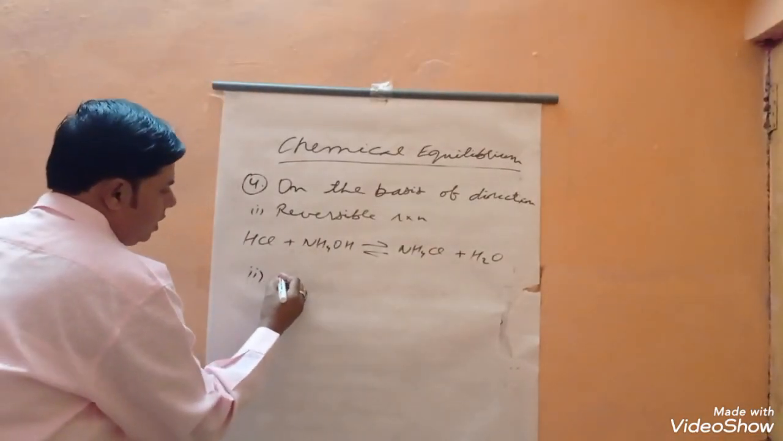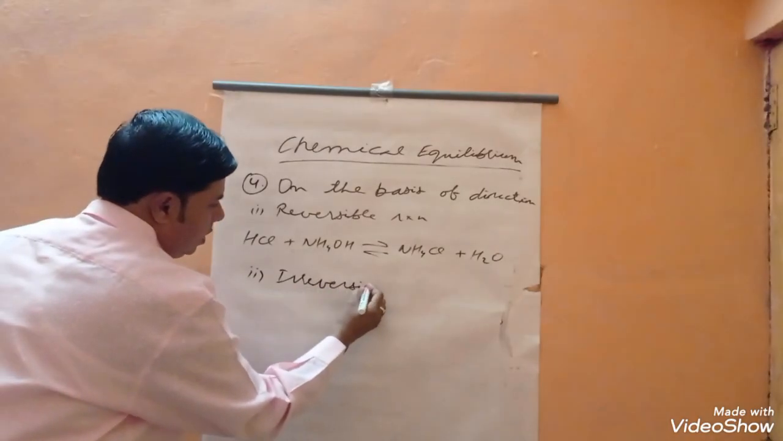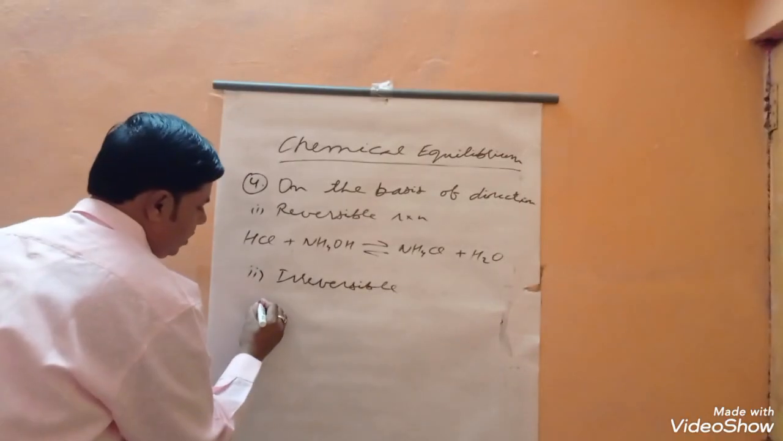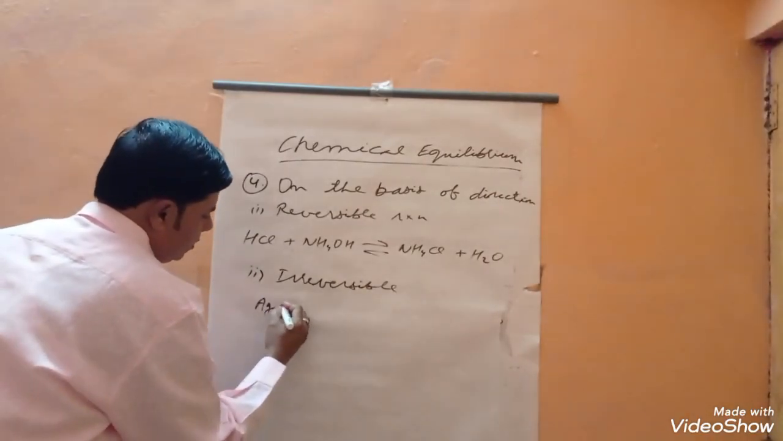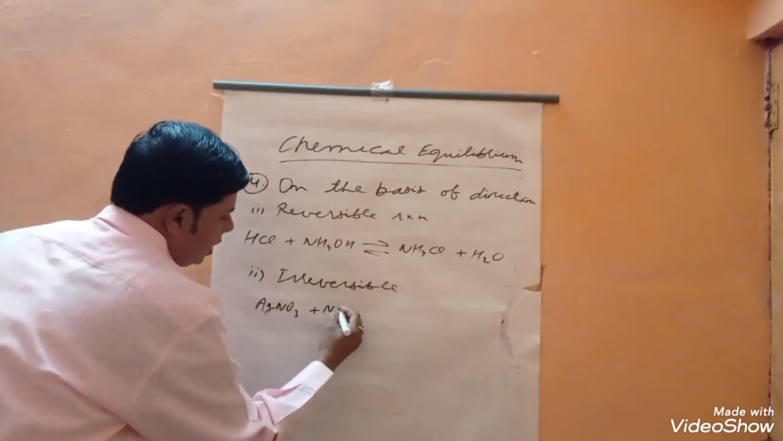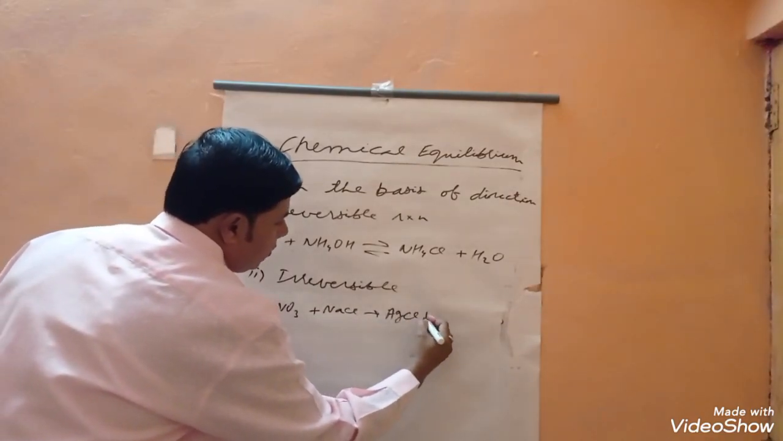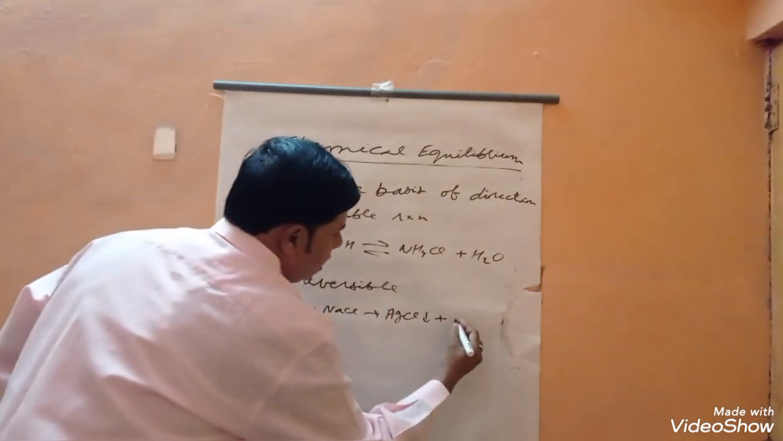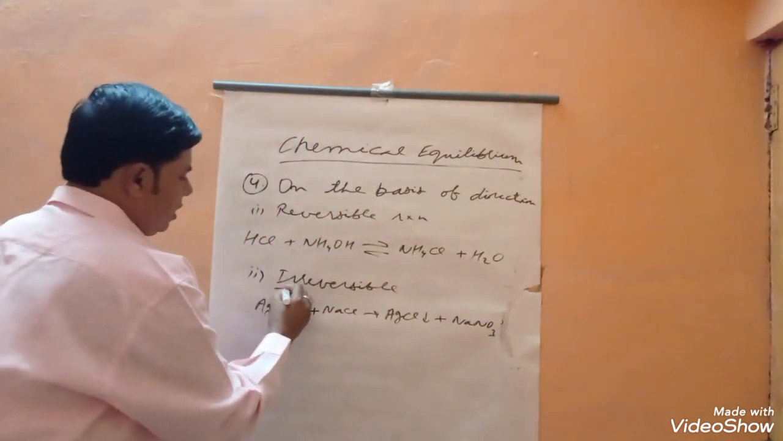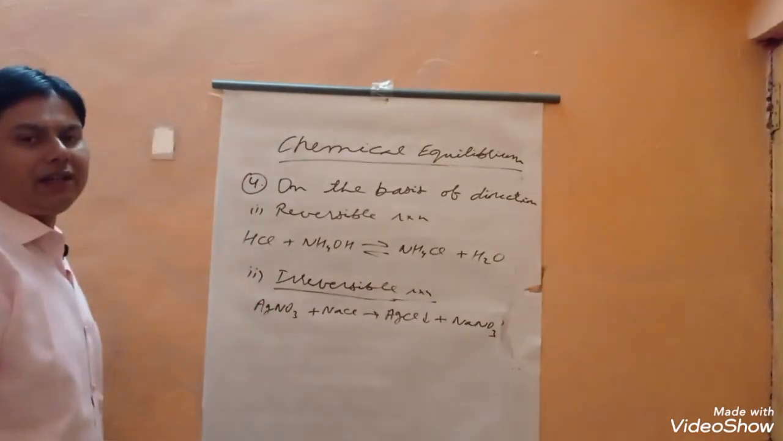And the next one is irreversible reaction. The reaction proceeds only in one direction. For example, AgNO3 plus NaCl gives AgCl as a precipitate and forms NaNO3. So this is all about the irreversible reaction, which proceeds only in one direction.